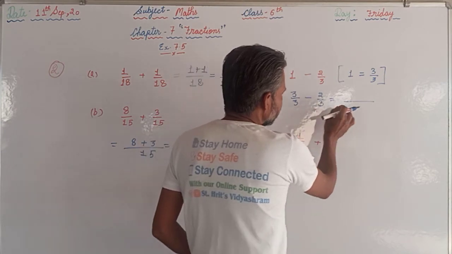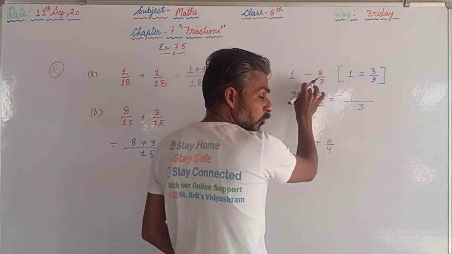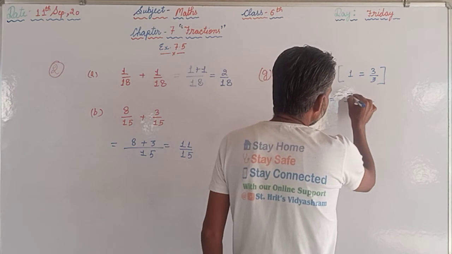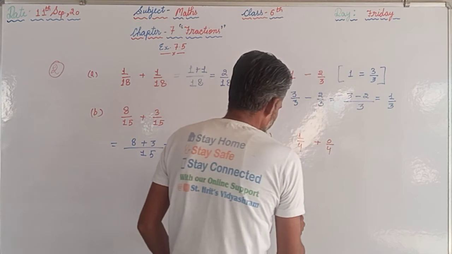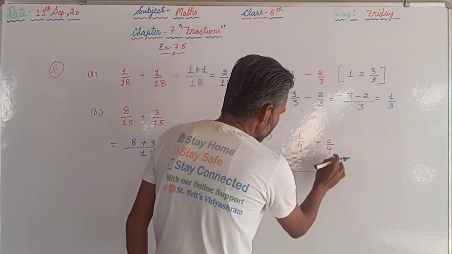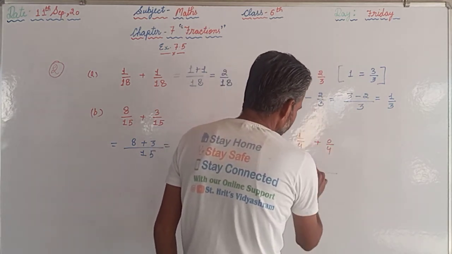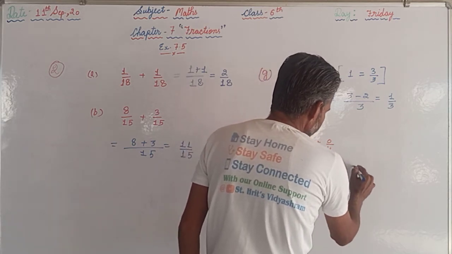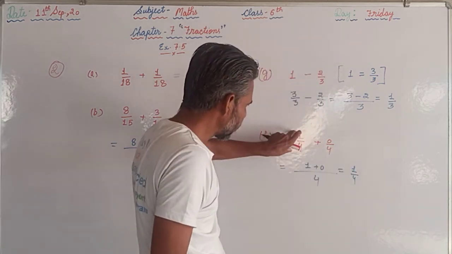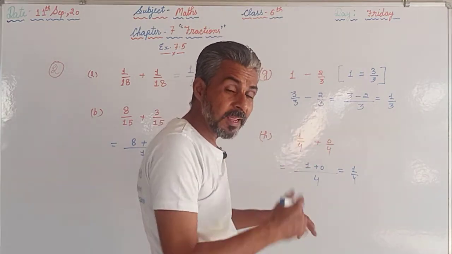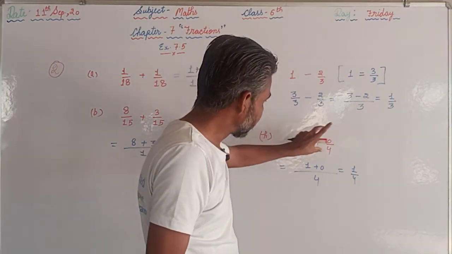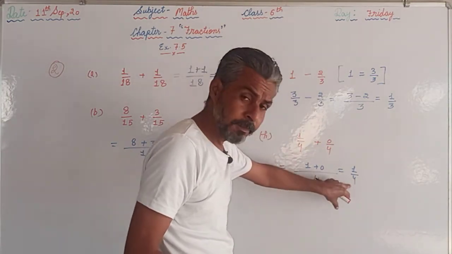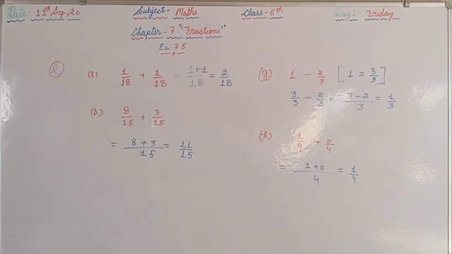So what we will do, the denominator will be same, and we are supposed to subtract only the numerators. 3 minus 2, that is 1 upon 3. Here again the denominator is same, 4, 1 plus 0, that is 1 upon 4. 1 upon 4 plus 0 upon 4. If we add 0 to any number, we will get the same number. Here the same thing is there. If we add 0 to any fraction, we will get the same fraction. So like this we are supposed to proceed the questions.